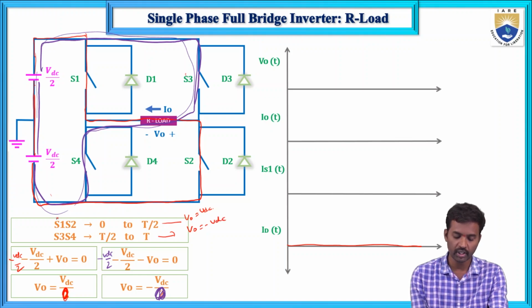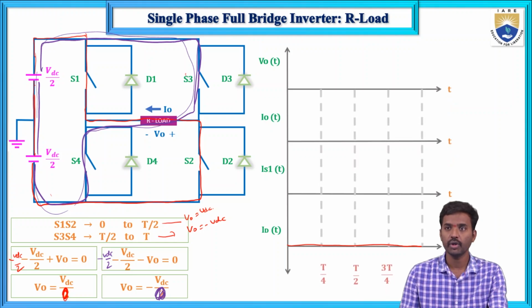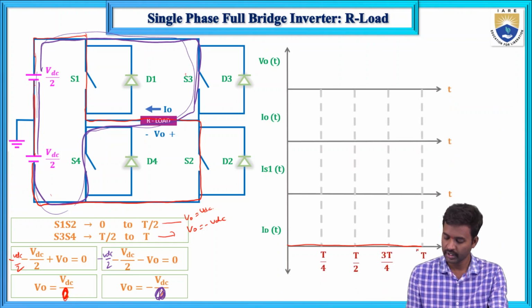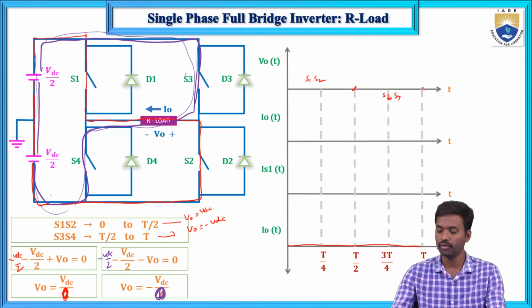Here the switches S1, S2 will conduct from 0 to T by 2. You see the time duration 0 to T, so this is the T, and the off period is T by 2, T by 4 and 3T by 4. So now 0 to T by 2, up to this period, which thyristors will conduct? S1 and S2 thyristors will conduct, and in the second half cycle, S3 and S4 thyristors will conduct from T by 2 to T duration.